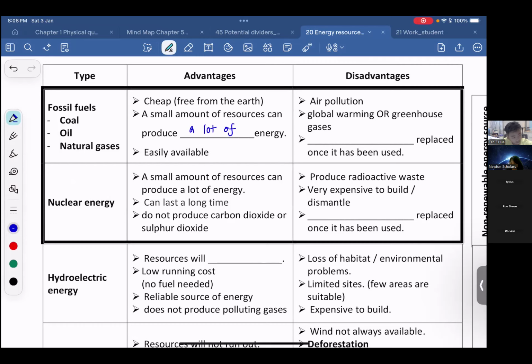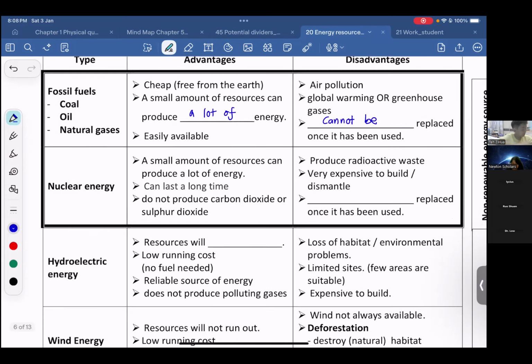What is the disadvantage? Of course, burning will cause air pollution. It will produce gases that we don't want, polluting gases. So it will cause global warming and the greenhouse effect. It also cannot be replaced once it has been used. If we use it up, no more, it cannot be replaced. It's not like water, which we can keep on using.